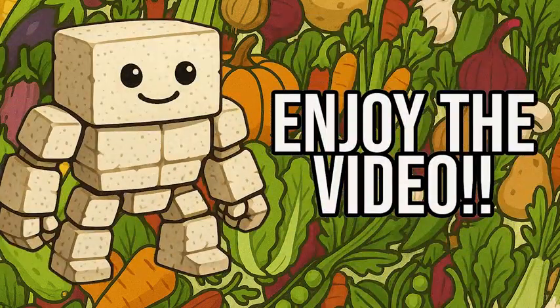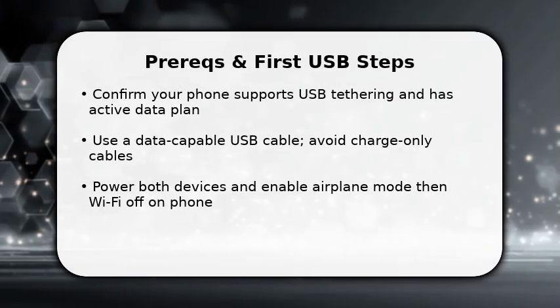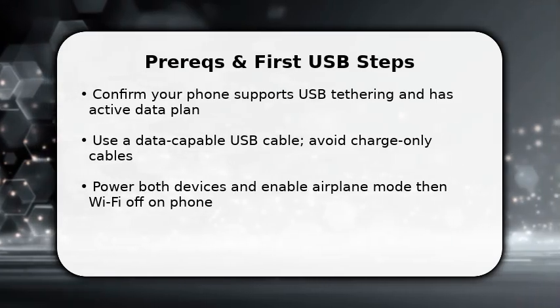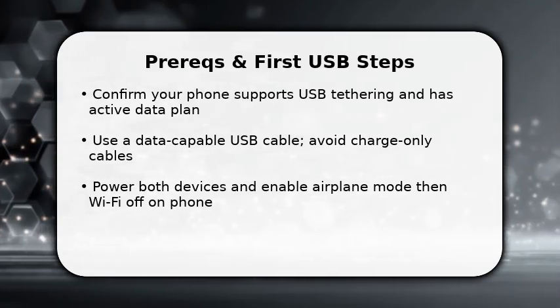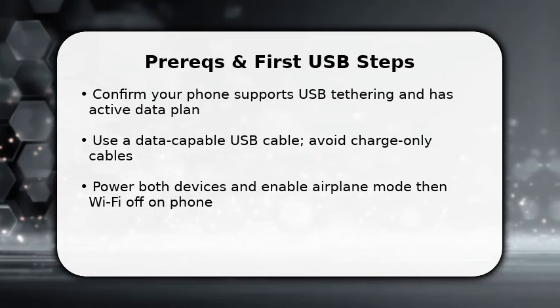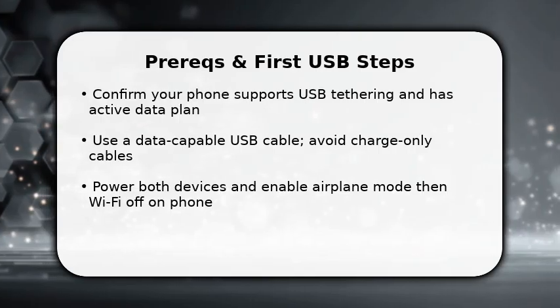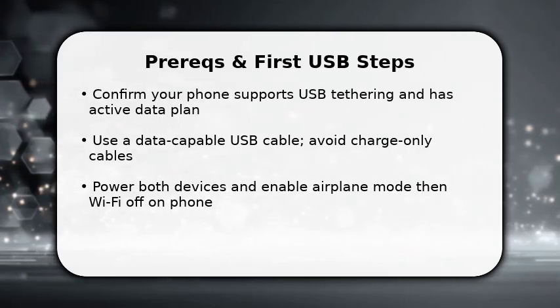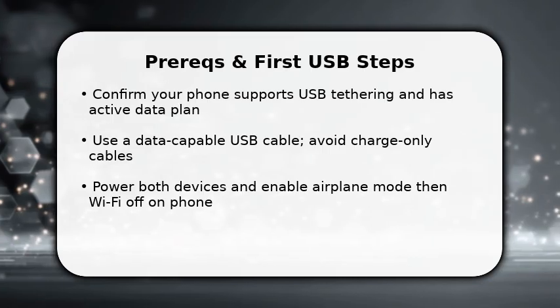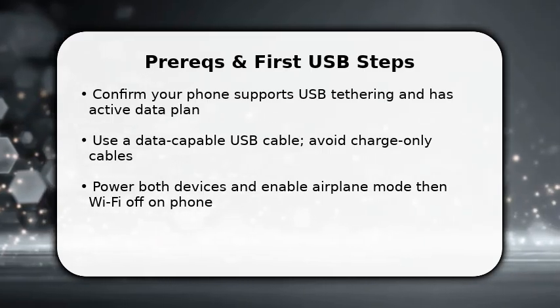Please enjoy the video. You start by enabling USB tethering on your phone because the Xbox One cannot natively act as a USB client for hotspots. Connect the phone to a Windows PC first if your router needs driver mediation, but you can also connect directly to the Xbox via a compatible USB cable.